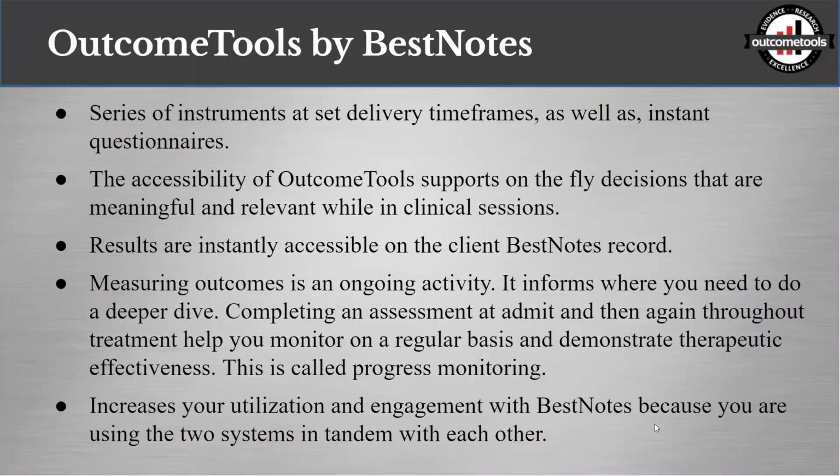Some other features of Outcome Tools are that you can create series of instruments. I mentioned that a little bit earlier, where you can set delivery timeframes. You can also deliver instant questionnaires. So on the fly, you can make decisions that are meaningful and relevant while you're in your clinical session. Those results are instantly accessible on the client's BestNotes record. So a snapshot of that data gets put into the client record.